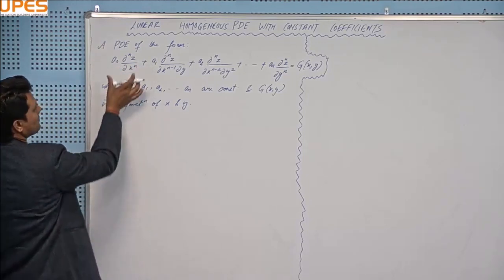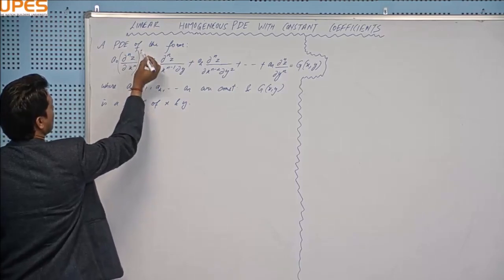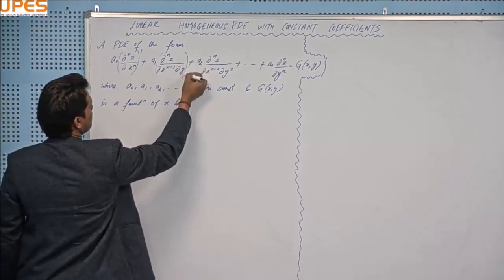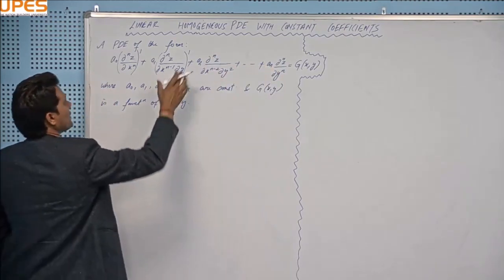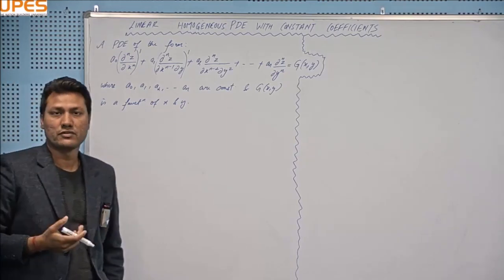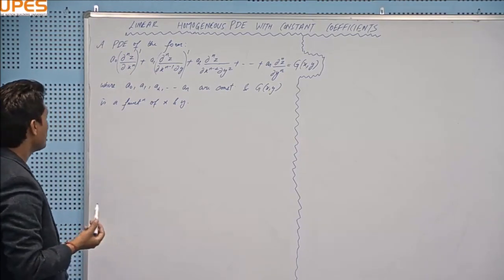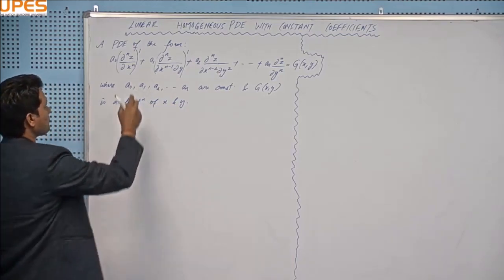You see that the degree of each term is 1, meaning all the derivatives have degree 1 and so on for all these terms. That's why we are calling it linear. This is the property of a linear equation: every term should be of degree 1.